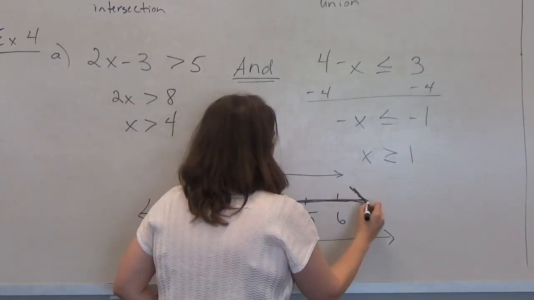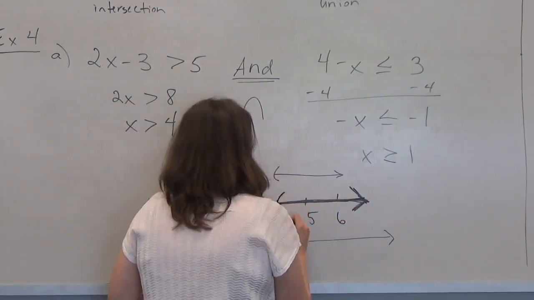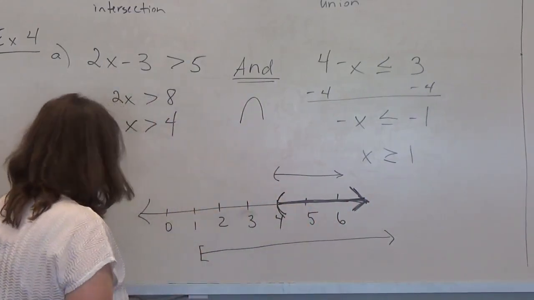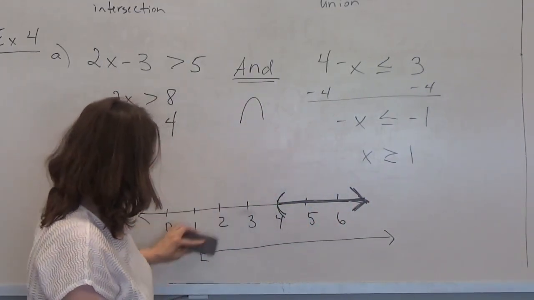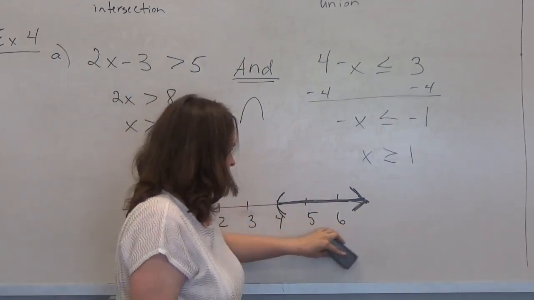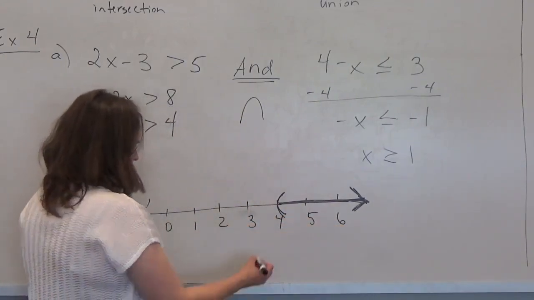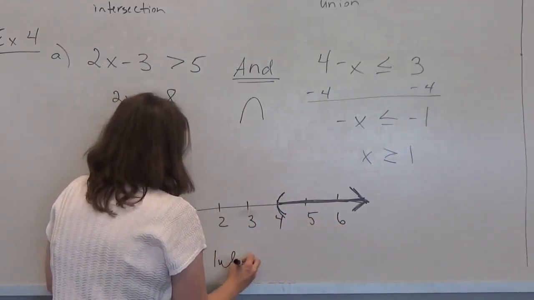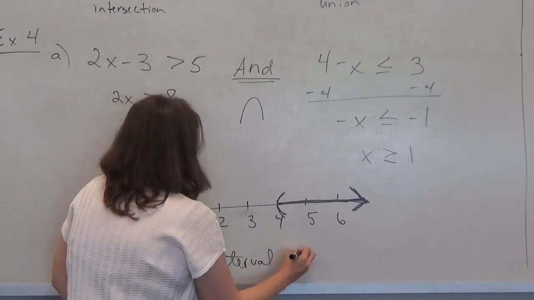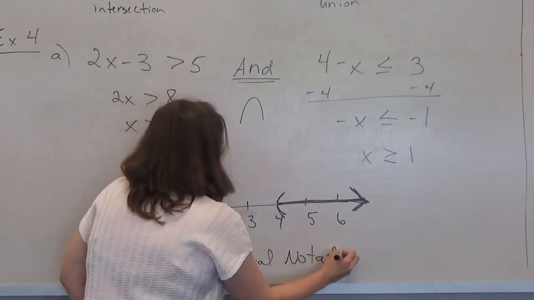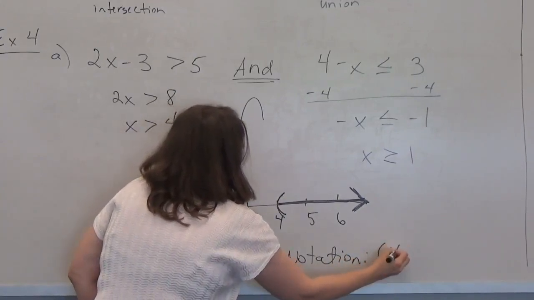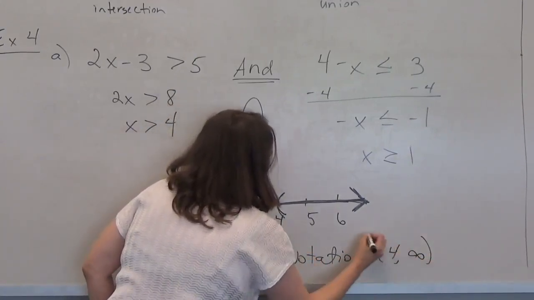So this is my final answer on the number line itself. I'm going to erase these little pieces that help me arrive at my answer. I have to give my answer in interval notation. So it would be, interval notation will be parentheses 4, comma, infinity, parentheses.